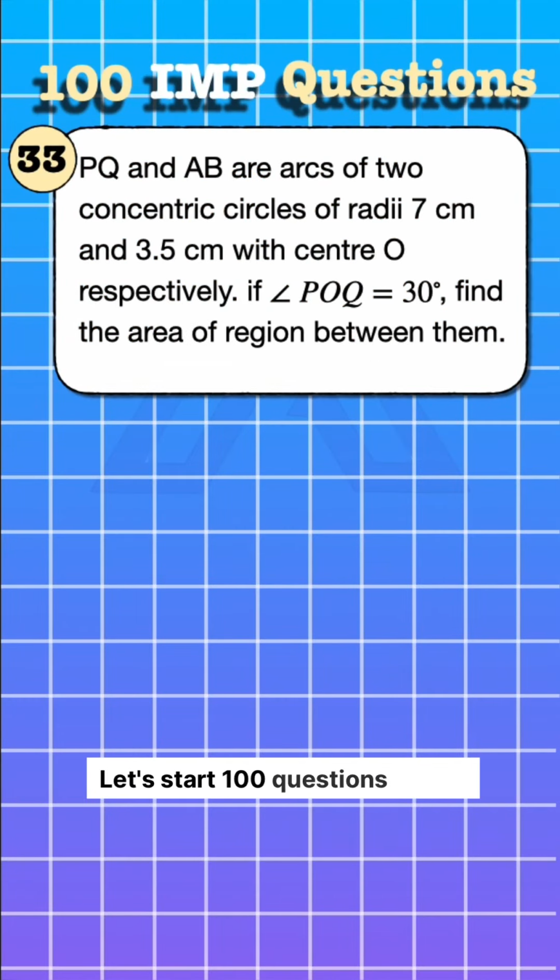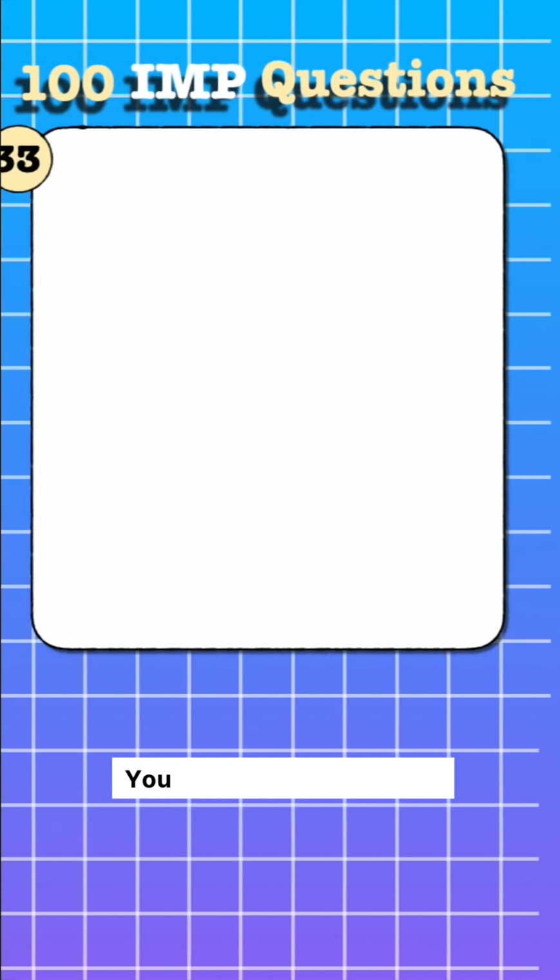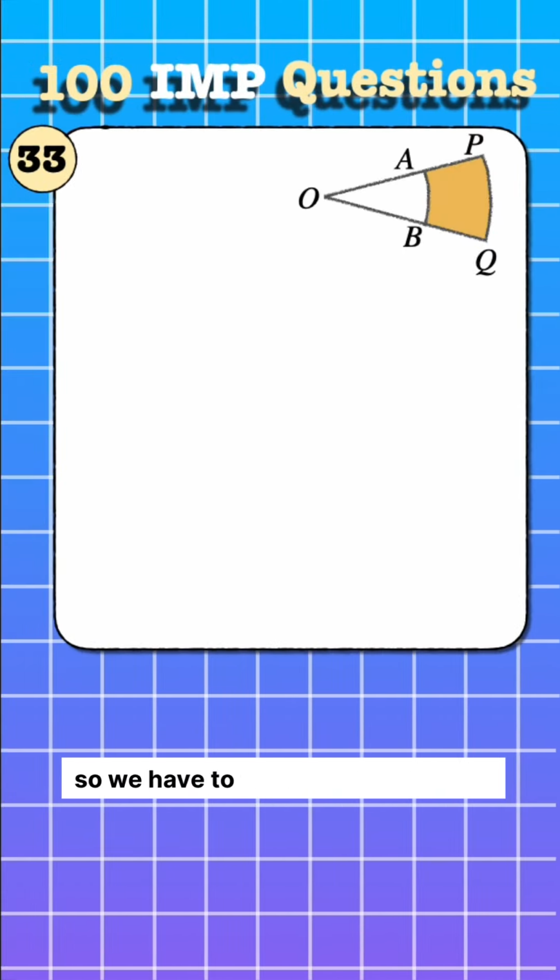Let's start 100 question series. Question number 33. PQ and AB are arcs of two concentric circles of radii 7 cm and 3.5 cm with center O. If angle POQ is 30 degree, find the area of the region between them. Okay, let's start. You can see in the diagram, we have to find that colored area.